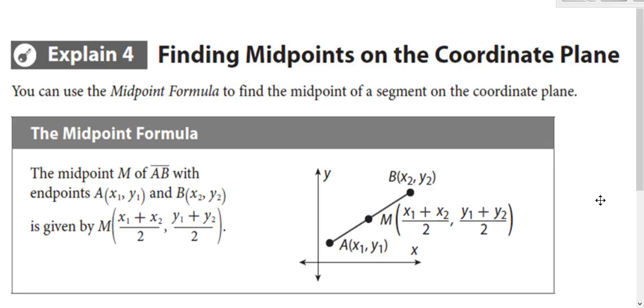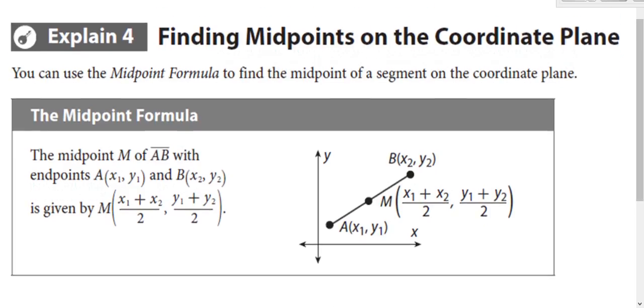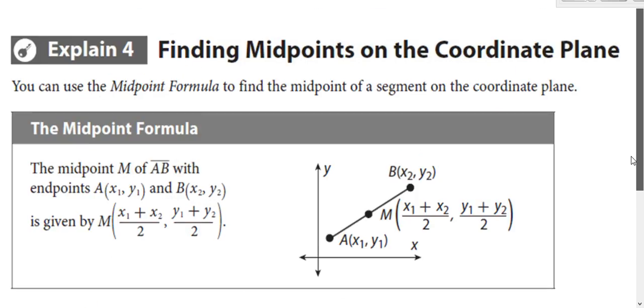So now we're going to use the midpoint formula to find the midpoint, if you know the two coordinates. The midpoint formula is actually just the average. You add the two x's together and divide by 2, and then you add the two y's together and divide by 2. So it's just average. You're adding and dividing by 2.